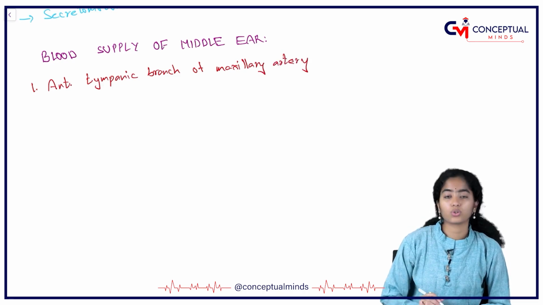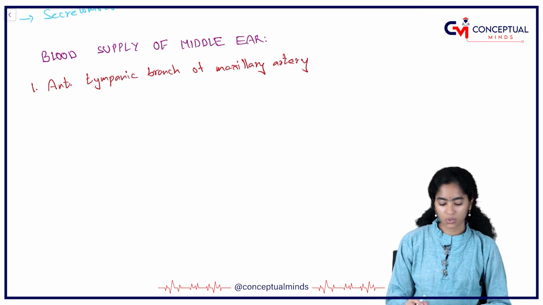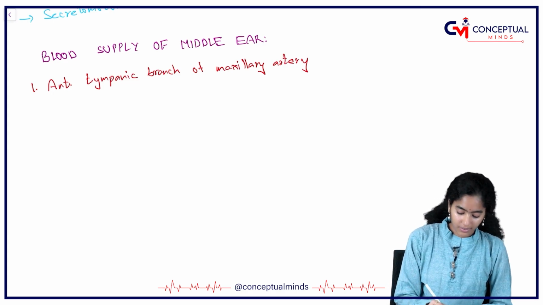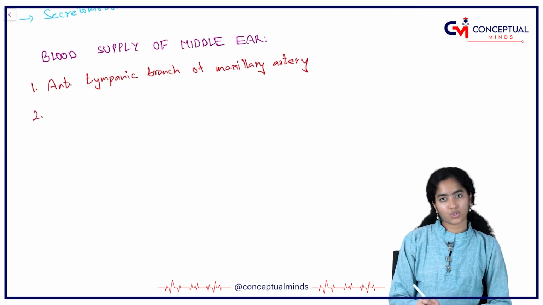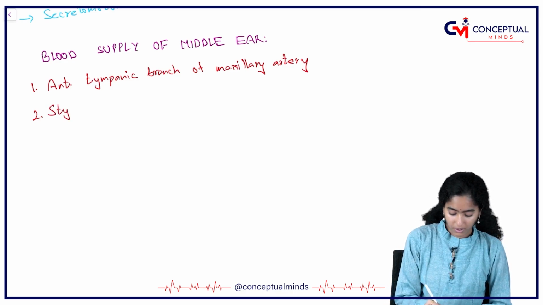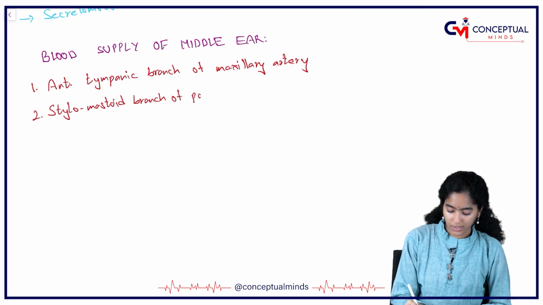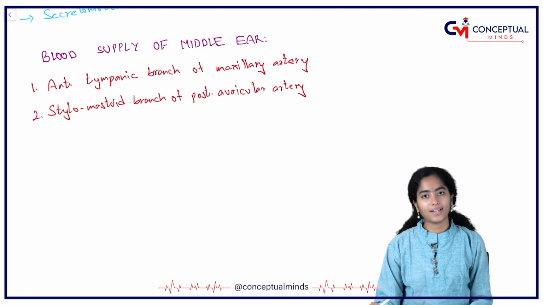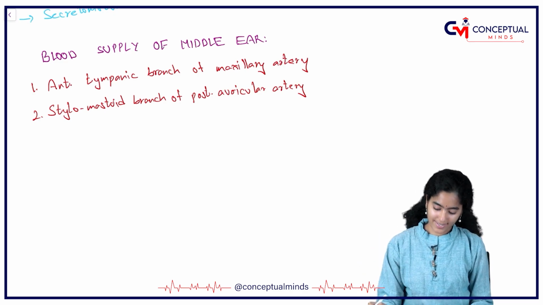What is the middle ear also known as? Tympanum. So, anterior tympanic branch of maxillary artery. Then, the next artery is stylomastoid branch of posterior auricular artery. The stylomastoid branch of posterior auricular artery supplies middle ear plus mastoid air cells.